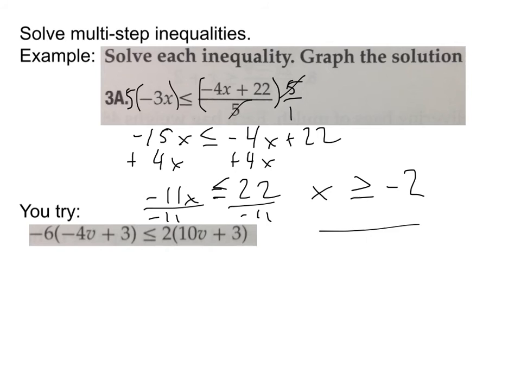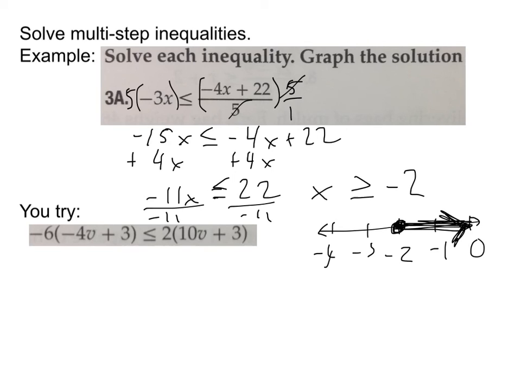And then to graph that solution, I have negative 2, negative 1, 0, negative 3, negative 4. I fill in the circle because it's greater than or equal to, and then greater than is to the right side. Okay, go ahead and hit pause. You try this next one.